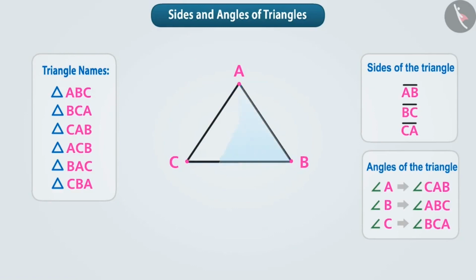Similarly, we call the inner part of the triangle its interior. This is its boundary. The part outside the boundary is called the exterior of the triangle.